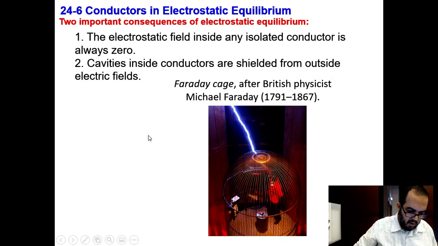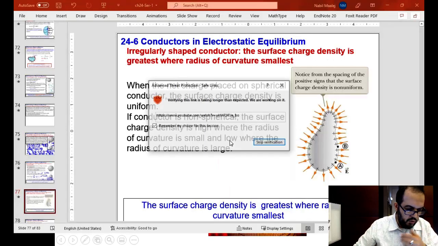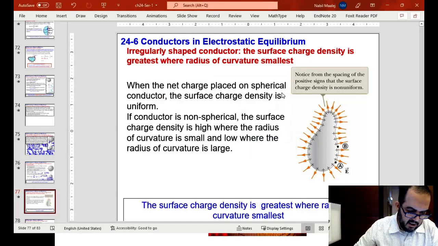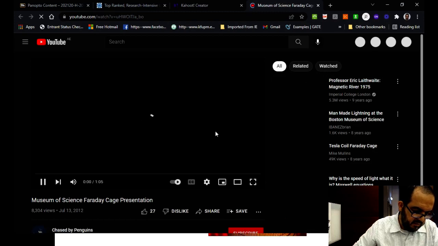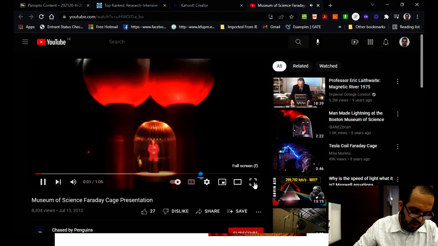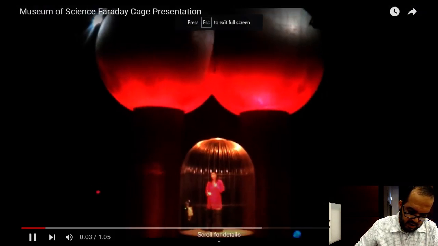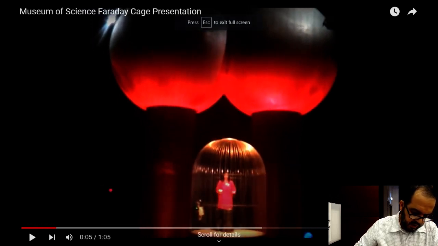Okay, maybe I have time to at least show you this. I want to show you a Faraday cage. This is in the Boston Museum of Science. Okay, so let me stop it and increase the volume as much as possible.